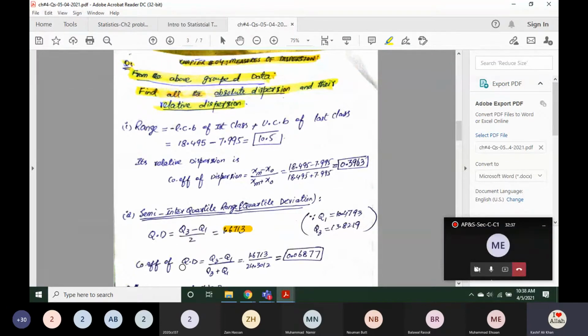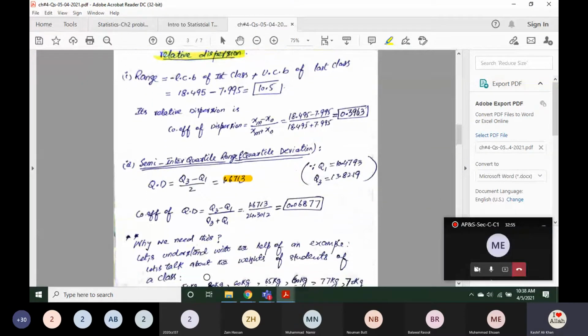Now its coefficient of dispersion is named the coefficient of quartile deviation, that will be Q3 minus Q1 divided by Q3 plus Q1, and that will be 0.06877.